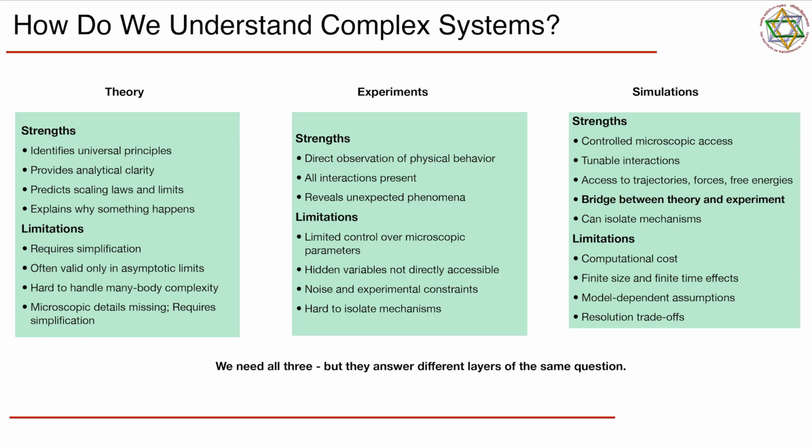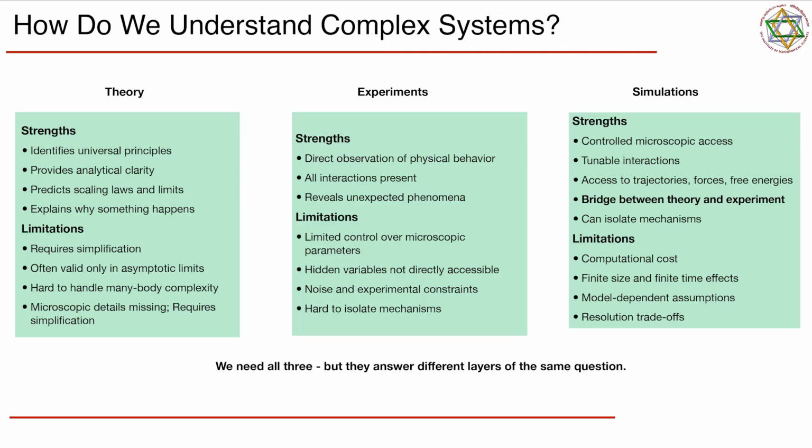It requires not only a lot of computational cost, but you are then also limited by how big a system you can simulate, right? So there are limitations for simulations as well, but that is the lens through which my work is largely informed, and we need all three. The question is, how do they answer different layers of the same question?